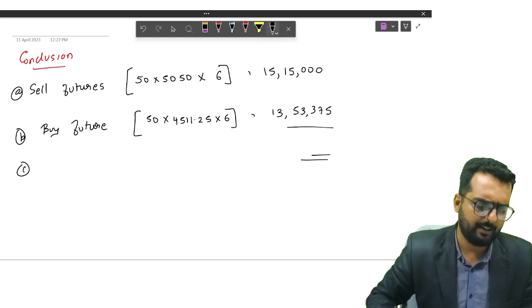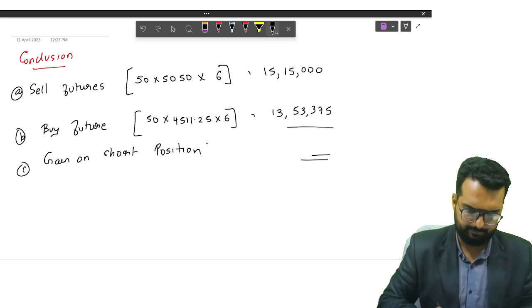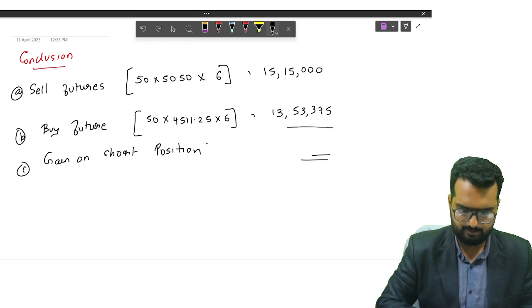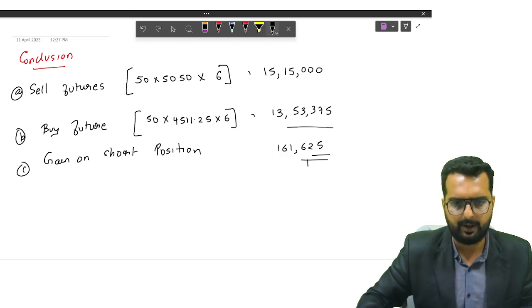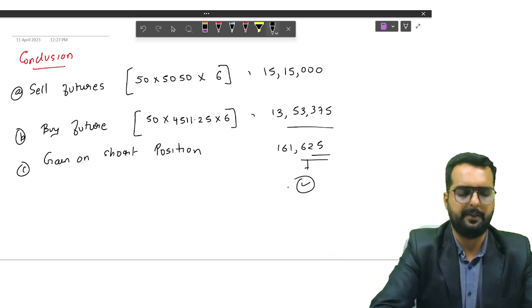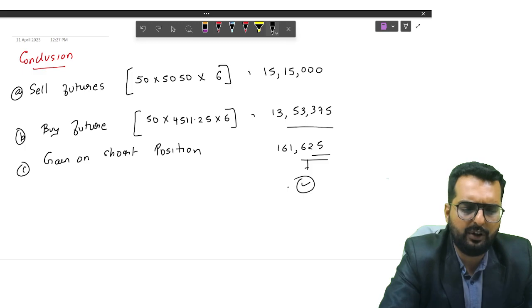So tell me friends, if that is the case, what will be the gain on the short position? Do you get the gain as 1,61,625? This is the gain. And friends, with this, we are done with this question also.